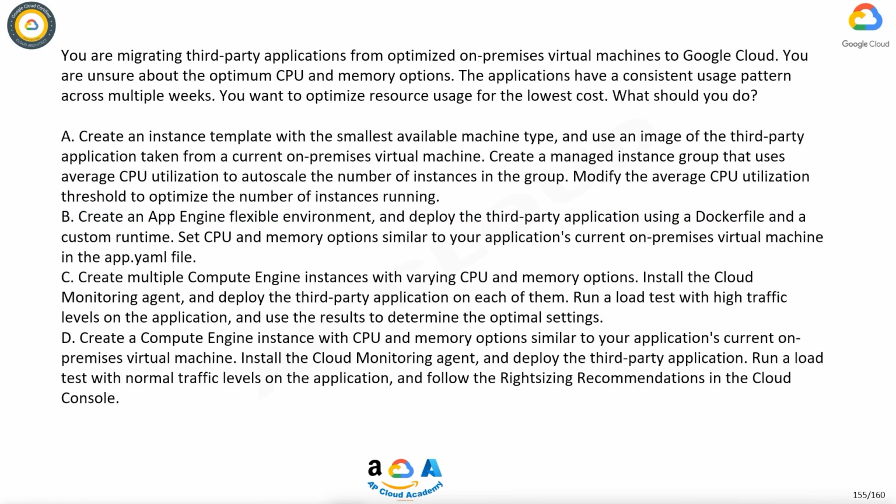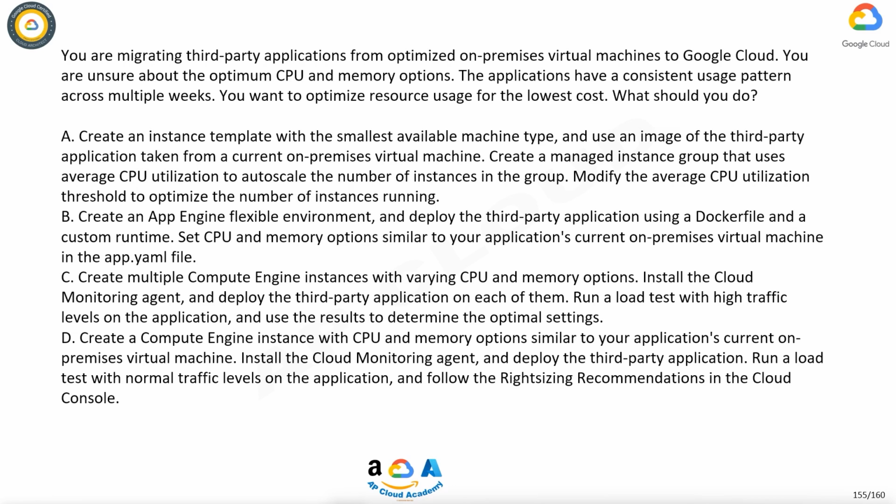You are migrating third-party applications from optimized on-premises virtual machines to Google Cloud. You are unsure about the optimum CPU and memory options. The applications have a consistent usage pattern across multiple weeks. You want to optimize resource usage for the lowest cost. What should you do? A.